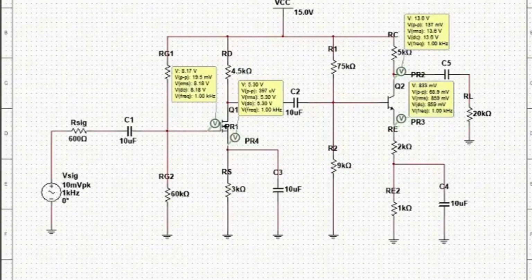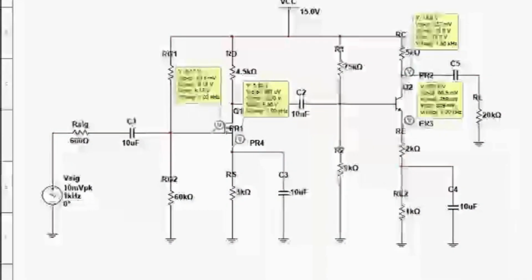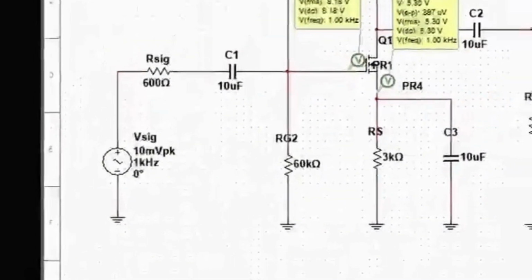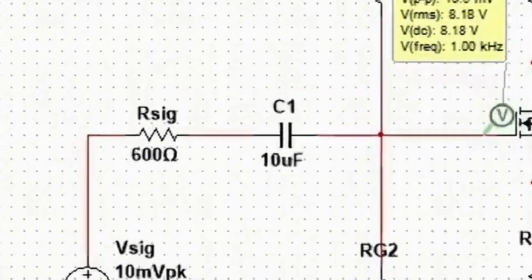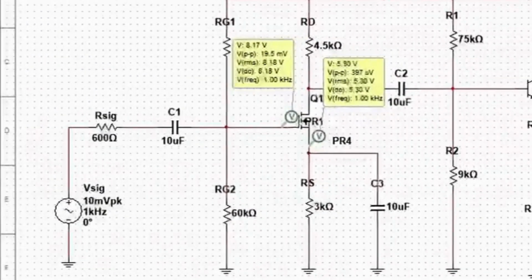As you can see on the screen, our entire circuit is powered by a single 15V DC supply, VCC, at the top. On the far left, our input V signal is set to an AC waveform of 10 mV peak at a frequency of 1 kHz, which passes through a 600 ohm series resistor. The circuit is divided into two main amplification stages.